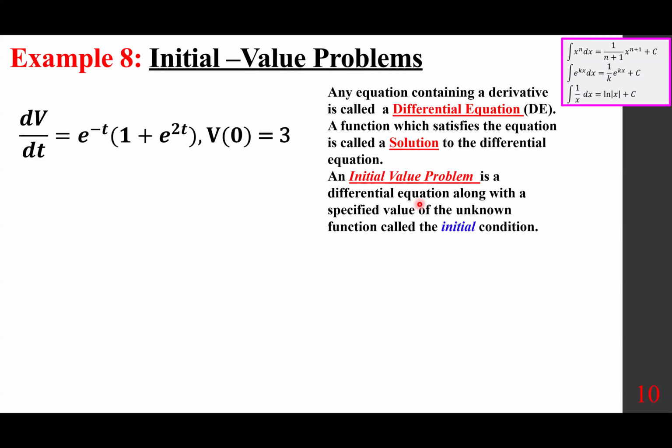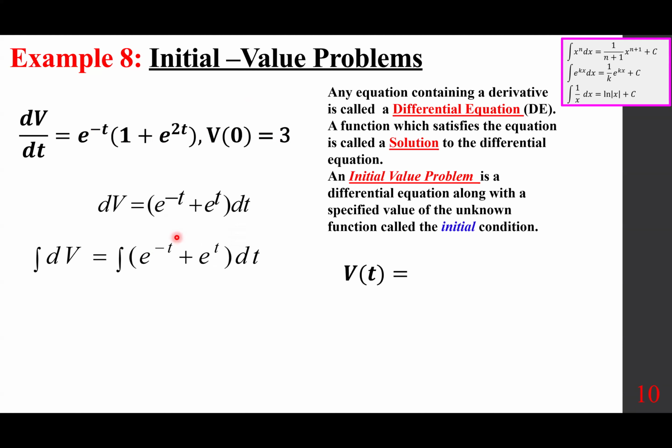An initial value problem is a differential equation along with a specified value of the unknown function called the initial condition. So with this, it becomes an initial condition. For now, we're going to ignore that. We are looking at this part, and we are going to put the dt on the right. We are going to integrate both sides, which results in v of t on the left. What about this one? It's the same thing divided by negative 1, which becomes minus e to the power minus t, plus a constant. And what you're looking at, everybody, is a general solution.